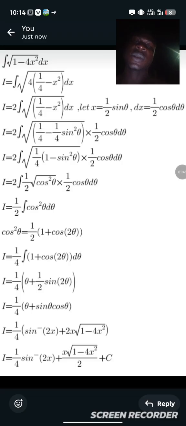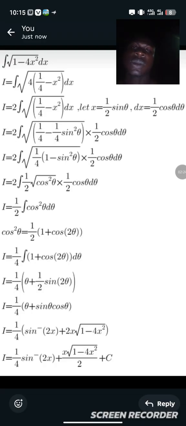So here we can simply say, let x equals 1 over 2 sine theta, such that dx is going to be 1 over 2 cos theta d theta. So we can slot in this value such that we have the integral to be 2 integral square root of 1 over 4 minus 1 over 2 squared sine squared theta times 1 over 2 cos theta d theta.